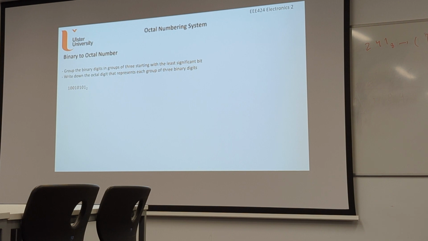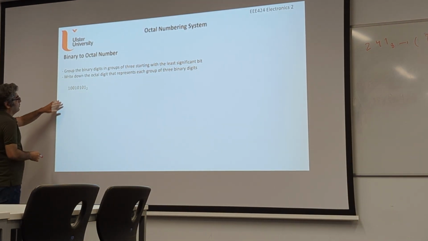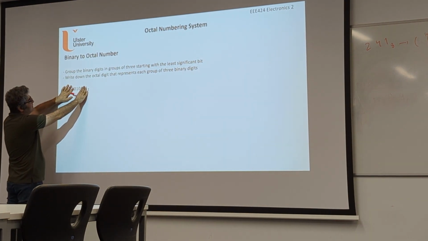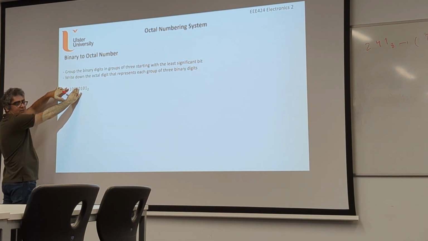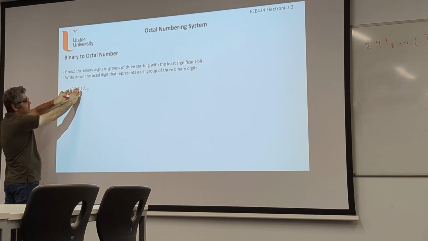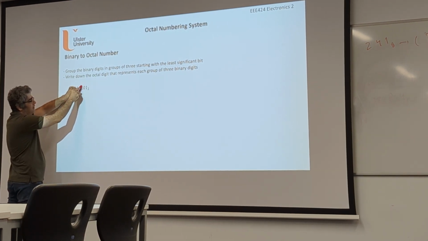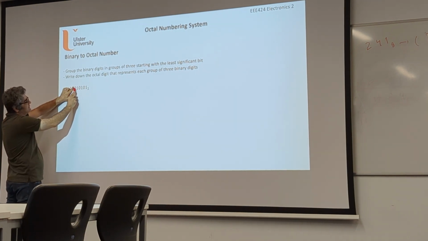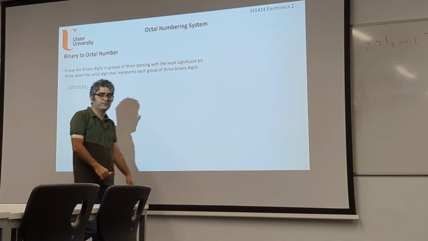So we have 1 0 0 1 0 1 0 1. From the right we start. These 3 belong to one group. These 3 digits belong to the second group. Here we have 2 digits, so we can put a 0 because 0 has no value. Then we have 3 groups: first, second, third. The first one is 1 2 4: 1 plus 4, 5. The second is 0, 1, 0, with 1, 2, 4, so 2. And the last is 0, 1 again with a 0, so 2. The answer is 2 2 5. Clear?